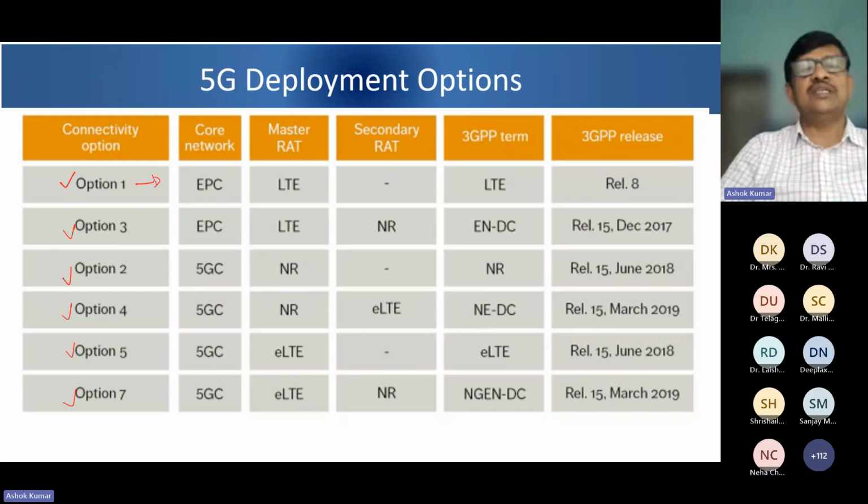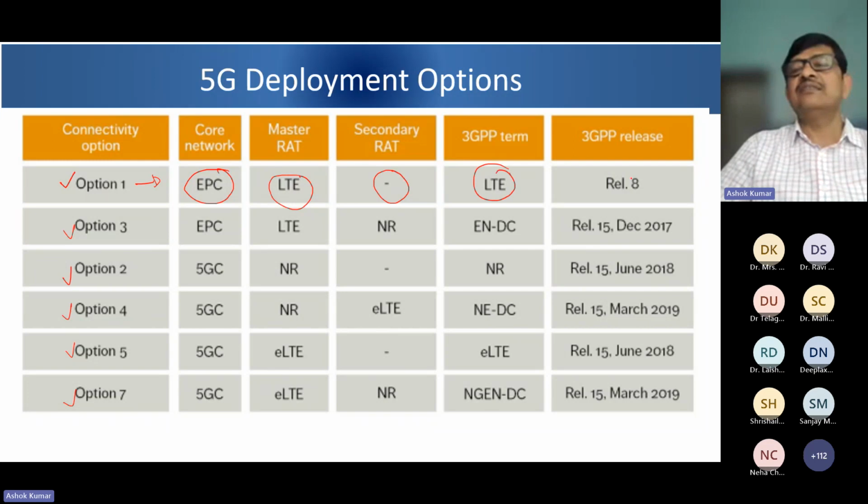So let's talk about option 1. Option 1 is nothing but a pure 4G network where the core is evolved packet core and the radio is LTE, and I don't have a second type of radio access technology. 3GPP calls it LTE, and this is release 8 of 3GPP.